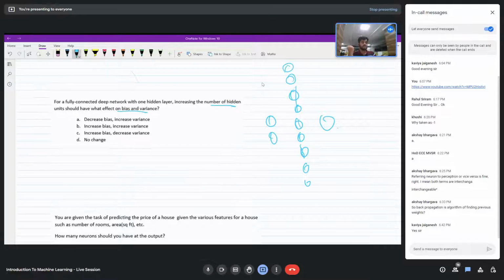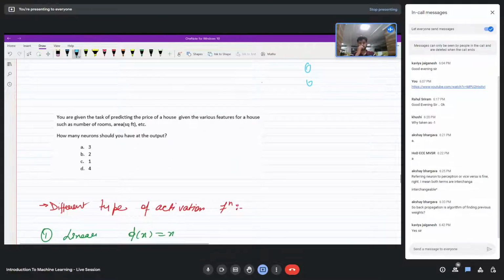If you have a high number of neurons in the hidden layer, it is increasing the model complexity. So with increasing model complexity, what do you get? You get increased variance and decreased bias. So option A would be the correct option for this.